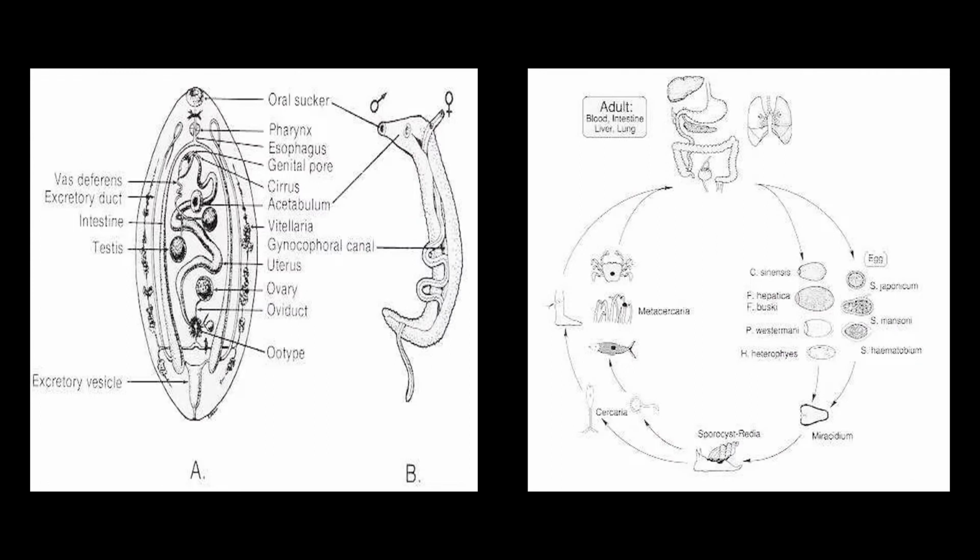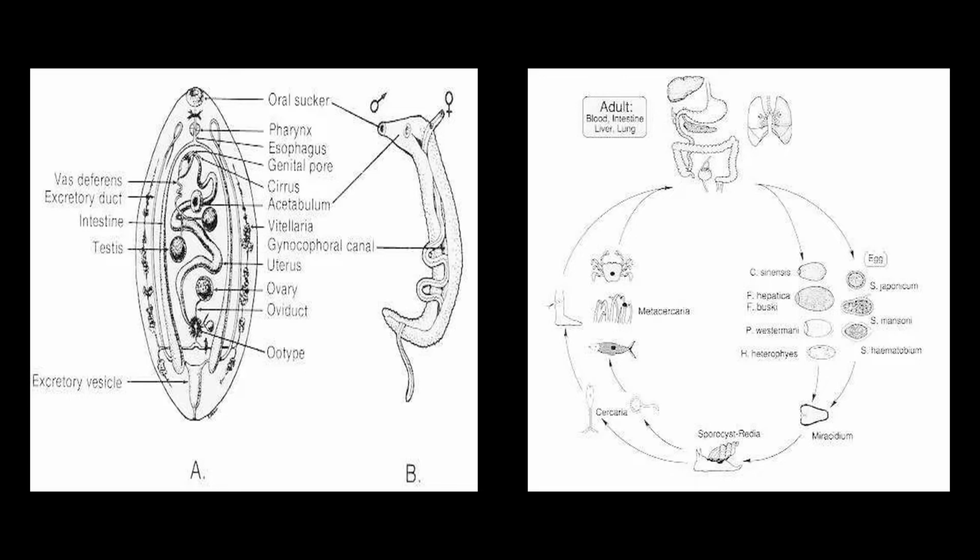Lastly, trematodes or flukes are leaf-shaped flatworms that can range from a few millimeters up to 7 centimeters in length. Most are hermaphroditic, so they have both male and female reproductive organs. A generalized life cycle involves eggs, which are passed in the urine or feces and reach an aquatic environment.